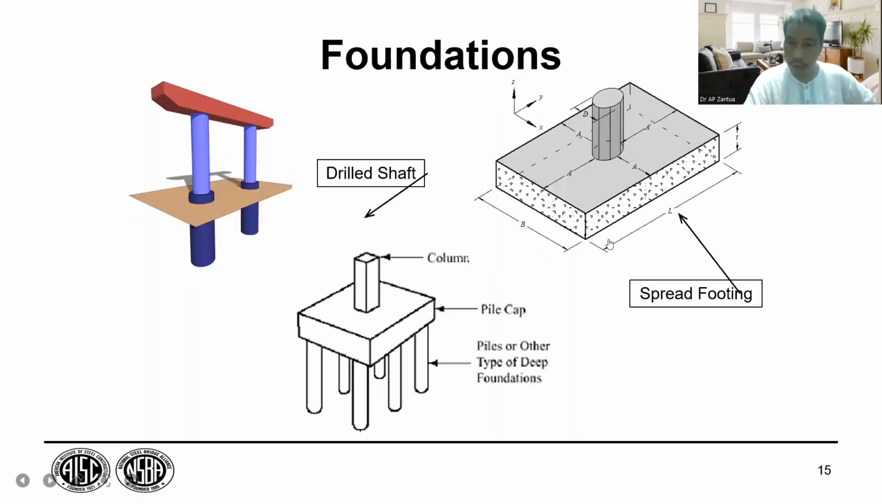These are what we call spread footing. This is the column and the spread footing. Do not look at the arrow, this is a wrong arrow. It must be pointed here. This is the footing, spread footing. Drilled shaft. Do not follow this. This one is the drilled shaft. This is wrong. Column, this is correct.